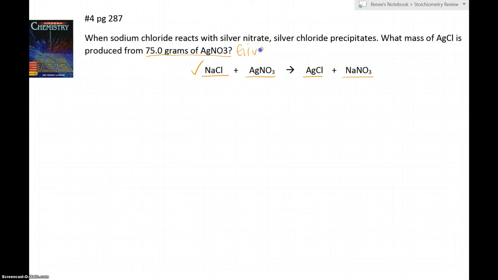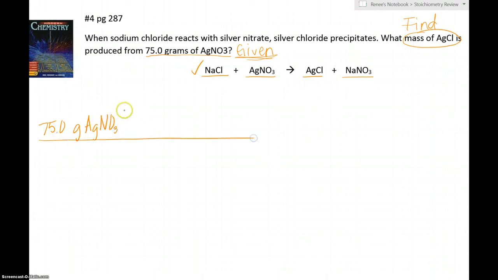Alright, from there, I always look at what is given to me in the problem and what it is that I am trying to find. So in this one, I am trying to find the mass of silver chloride, and I am given the grams of silver nitrate. With that said, we always start off with what's given to us in the top left-hand corner. This is going to be the longest stoichiometry problem, so I'm going to try to give myself some room. We start off with our 75.0 grams of silver nitrate.